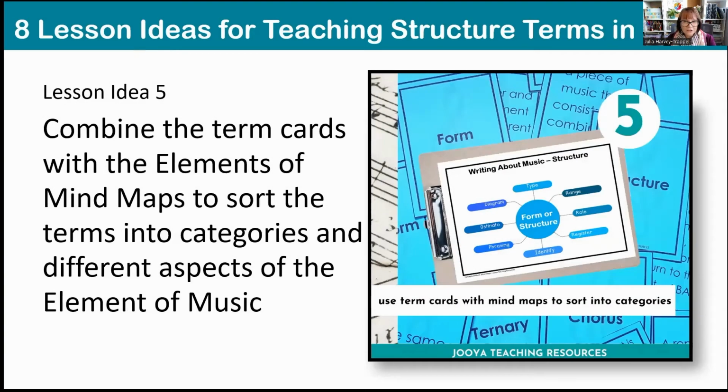The next one is to combine the term cards with the mind maps. So this is the mind map, which has actually got all the definitions underneath it. You can see that all with them. And this is really good. So if you've got the term cards, and then you actually go, all right, well, what does theme and variations come under?